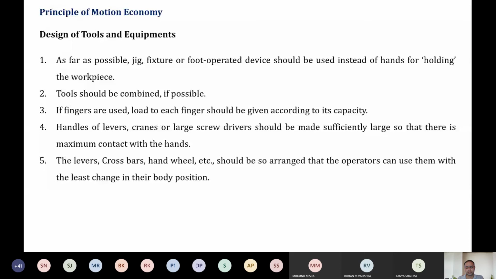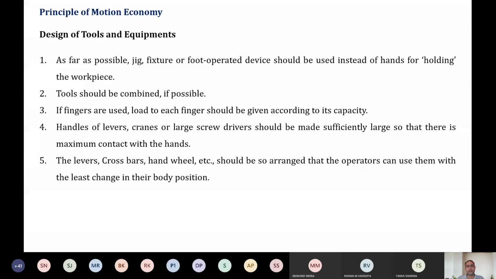And for tools and equipment, you should be able to hold them easily, and to the possible extent you should try to use foot operated jigs and fixtures. Normally these jigs and fixtures are operated pneumatically or hydraulically. To open the jig and push the jig, we can use a foot operated mechanism. Just imagine a foot operated dustbin: you just press the pedal and the lid automatically opens. In the same way, you should make it work like that.